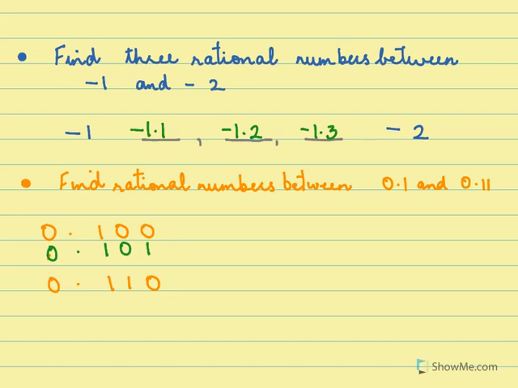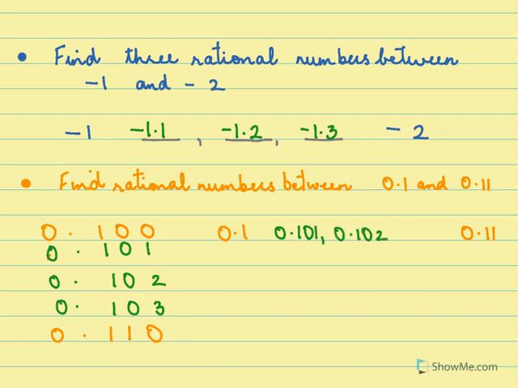0.101. Just write this further down, since we need a couple of numbers. So here we'll put in 0.102, 0.103. All these numbers will lie between 0.1 and 0.11. So between 0.1 and 0.11, if we want to put rational numbers, it will be 0.101, 0.102, 0.103.